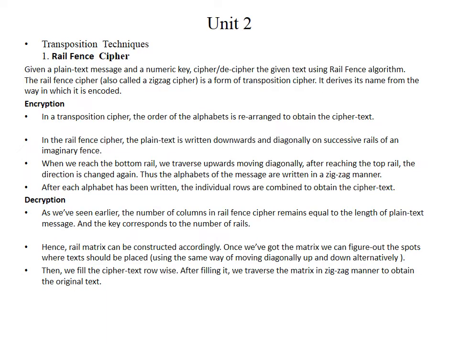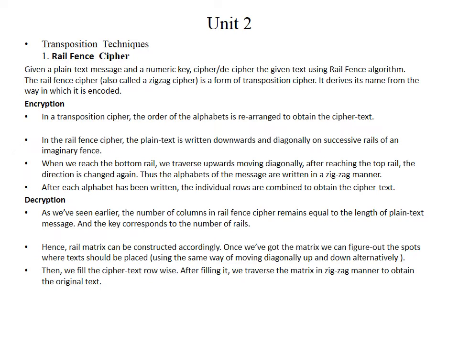Then the Railfence cipher. The concept of the Railfence cipher is that, as a transposition cipher, the order of the alphabet is rearranged to obtain the ciphertext. In a Railfence cipher, the plain text is written downward and diagonally on successive rails of an imaginary fence. When we reach the bottom rail, we travel upwards moving diagonally. After reaching the top rail, the direction is changed again. Thus the alphabets of the message are written in a zigzag manner. After each alphabet has been written, the individual rows are combined to obtain the ciphertext.